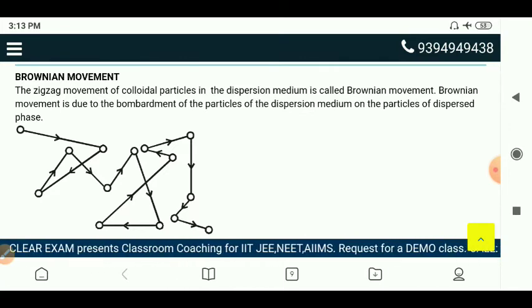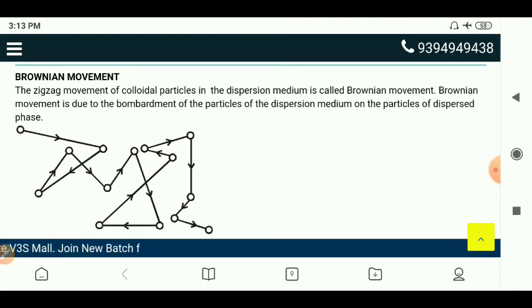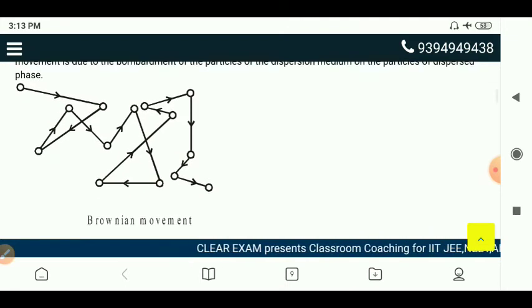The Brownian movement is due to the bombardment of the particles of the dispersed medium on the particles of dispersed phase. So the zigzag movement or random movement of the colloidal particles, such a movement is called as Brownian movement. This is introduced by Robert Brown. This is due to the bombardment of particles of dispersed medium on the particles of dispersed phase.